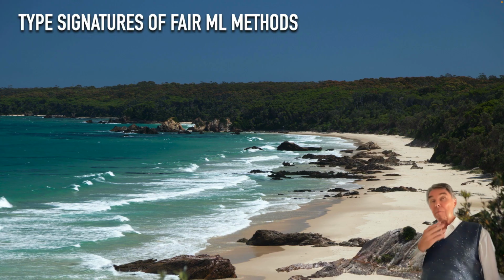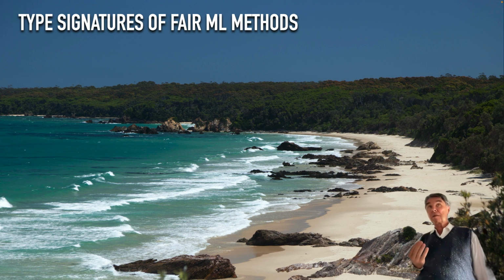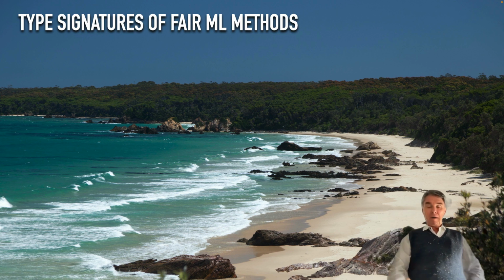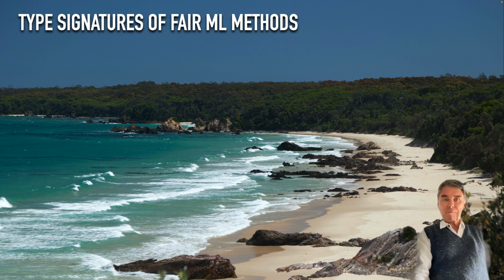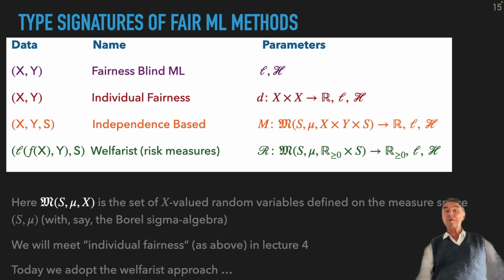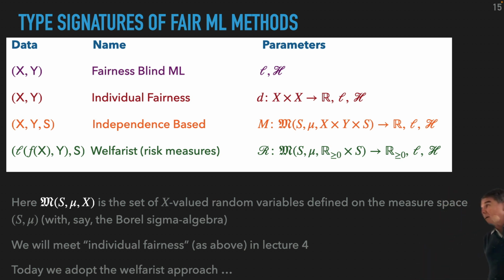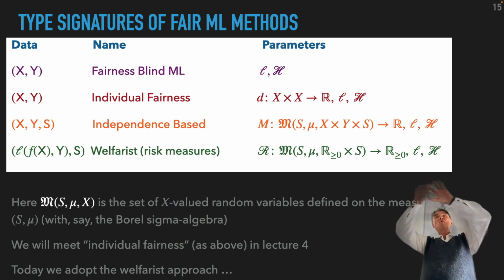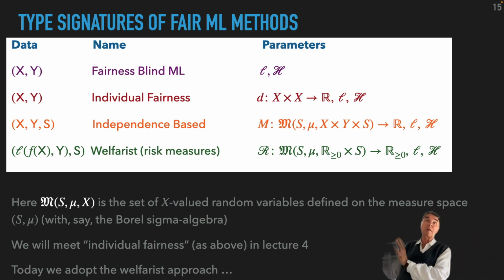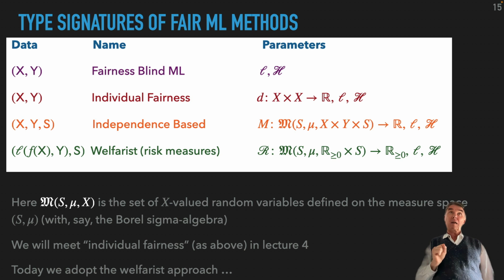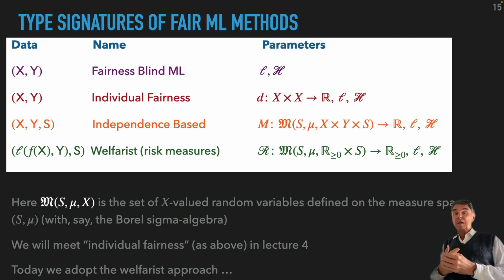And in order to do that, we need to take utilities more seriously. In order to do that, I want to make this distinction about what I've called, for want of a better phrase, type signatures of fair machine learning methods. So here I've made this table. We have our data, the stuff that's given to us, and then we go and build an algorithm, a machine, which looks at certain aspects of the data. And the question is, what aspects of the data does your machine look at?